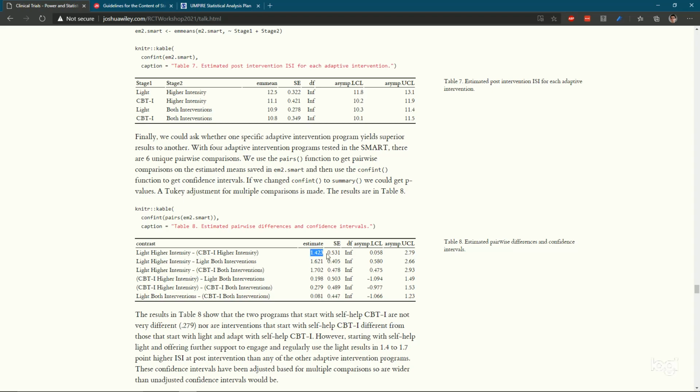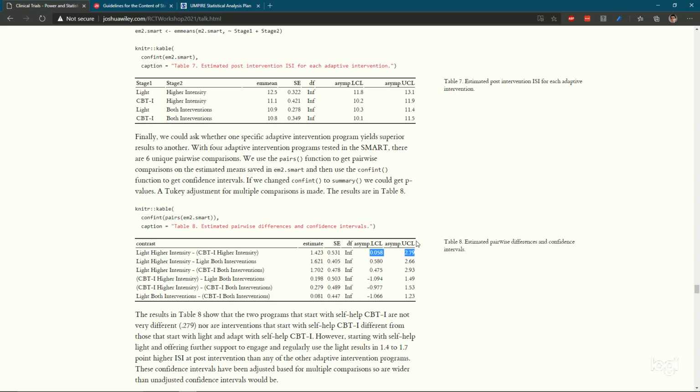And so what we can see here, this 1.423, is that people who start with self-help light and get higher intensity if they don't respond, compared to the stepped care model of starting with CBTI and getting higher therapist-delivered CBTI if they don't respond, the light one ends up 1.423 points higher in ISI at post-intervention than does those who start with self-help CBTI and get therapist-delivered for a month if they don't respond. And that 1.423, the confidence interval limit for that does not include 0, and this is an adjusted one, right? So this has been adjusted for multiple comparisons.